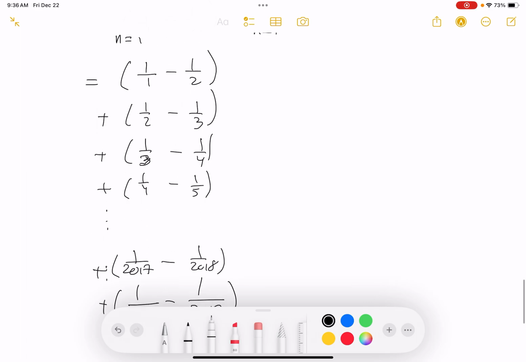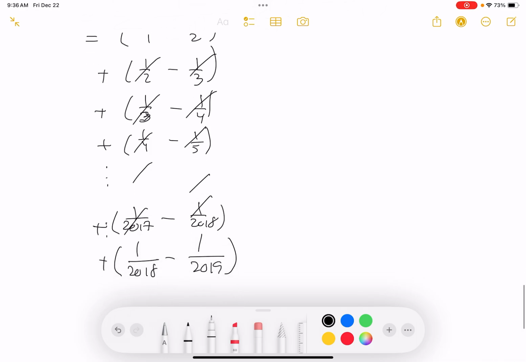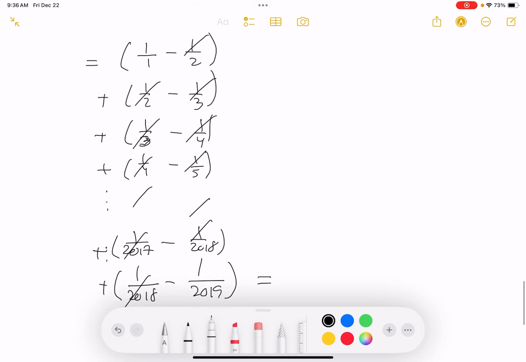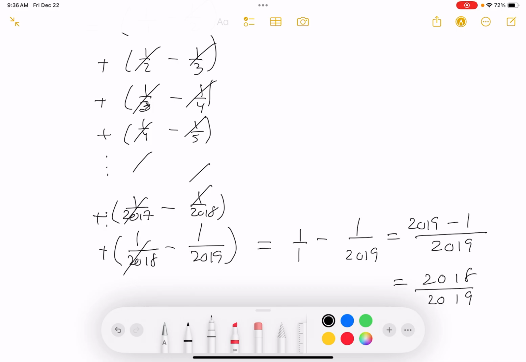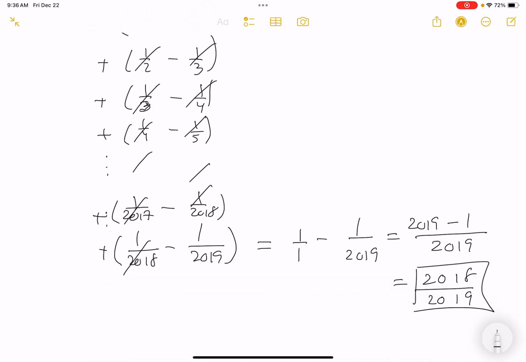Now, what do I notice about this over here? It's a collapsing sum. These things are just disappearing. And this will disappear with that. This will disappear with that. And I'm left with something pretty simple. I'm left with 1 over 1 minus 1 over 2019. Question is, what's that answer going to be? I got to add it together now. Common denominator 2019, and you get 2019 minus 1, which is 2018 over 2019. And we're done. Thank you.